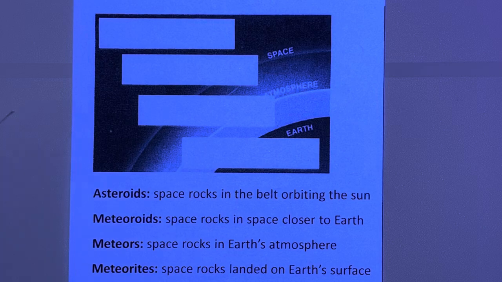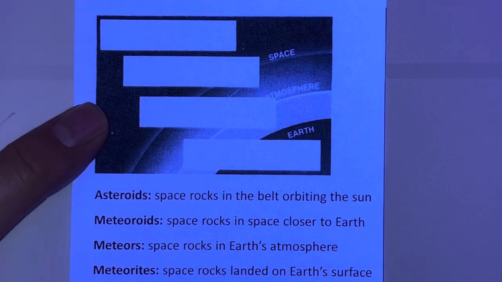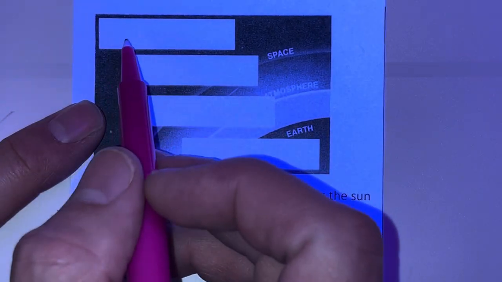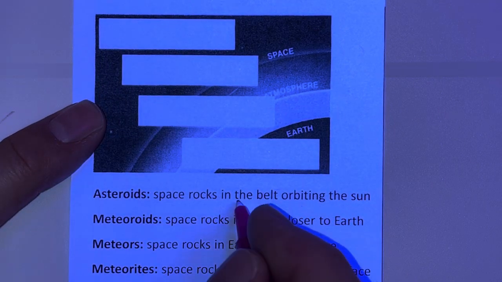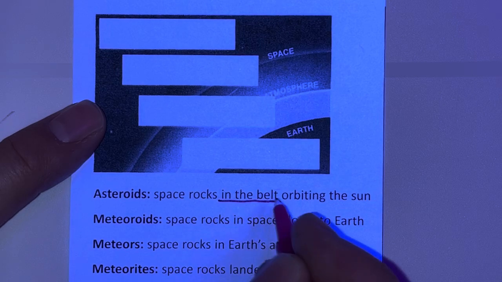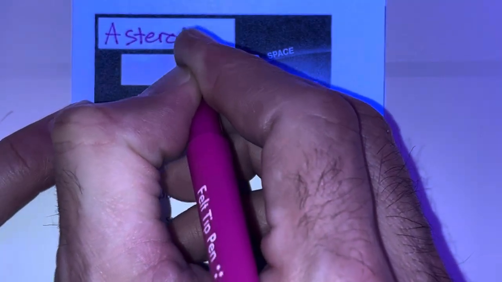We're just going to look at the terminology of space rocks and what we're going to call them depending on where they're located in space. All right, so if we have space rocks, rocks and metals, if they're far out here in the asteroid belt, orbiting in the belt, then these are going to be asteroids.